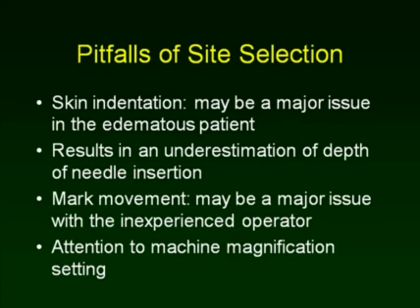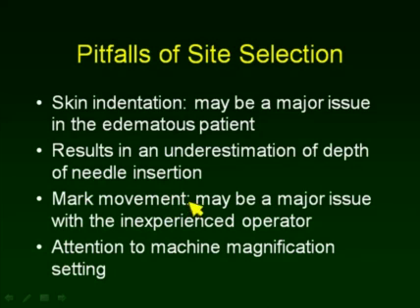There are some pitfalls for site selection. For example, in the edematous patient, the transducer can be pushed into the skin even several centimeters. Then the measurement is made for depth. And then during the thoracentesis, the needle goes into the estimated depth of penetration with no fluid. This is because skin indentation artifact has occurred, causing underestimation of depth of needle insertion.